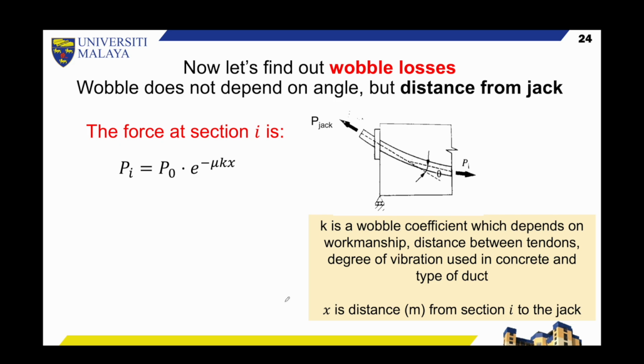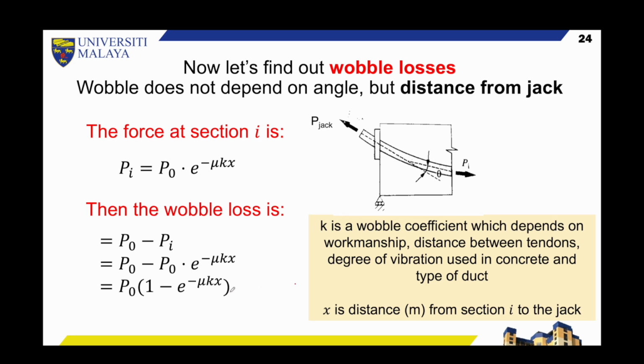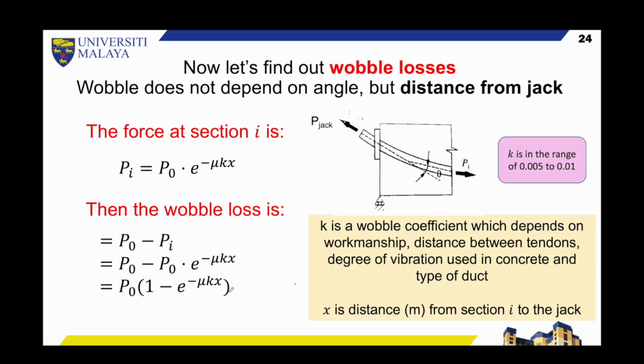So the wobble losses are, after rearranging, P naught times 1 minus E raised to the power of negative mu Kx. And K can be in the range of 0.005 to 0.001 depending on the degree of workmanship. Better workmanship gives a higher number of K.